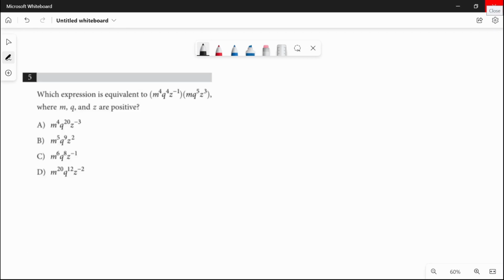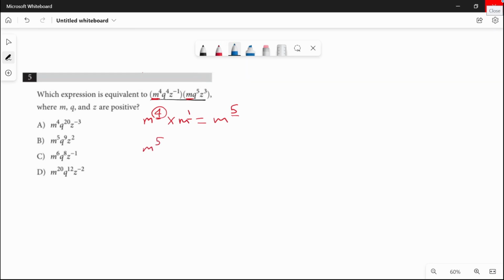Question number 5. Which expression is equivalent to this one here, where m, q, and z are positive? What we are going to do is multiply like terms. So first we will multiply the values of m. So m to the power of 4 multiplied by m is equal to m to the power of 5. When we have exponents and then we multiply, the exponents will add up. Here we have m to the power of 4, so the exponent is equal to 4, and m only is the same as m to the power of 1. So 4 plus 1 is equal to 5. So now we have m to the power of 5.